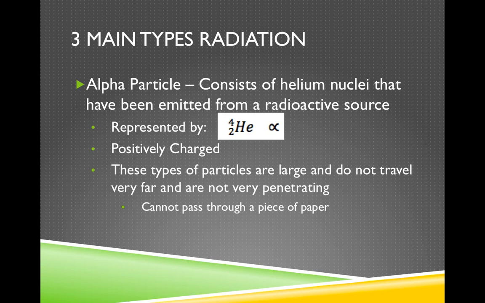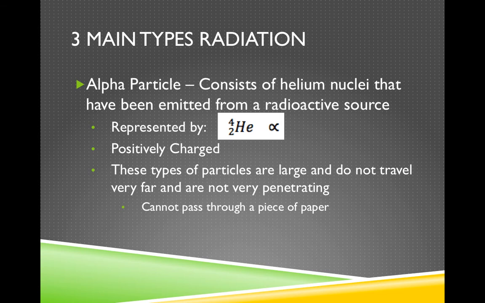So, there are three main types of radiation, and for those of you not taking notes, you would definitely need to be taking notes now, or you might want to download them off of my website, because you're going to have homework here in just a minute talking about these types of radiation. But the first type is an alpha particle.